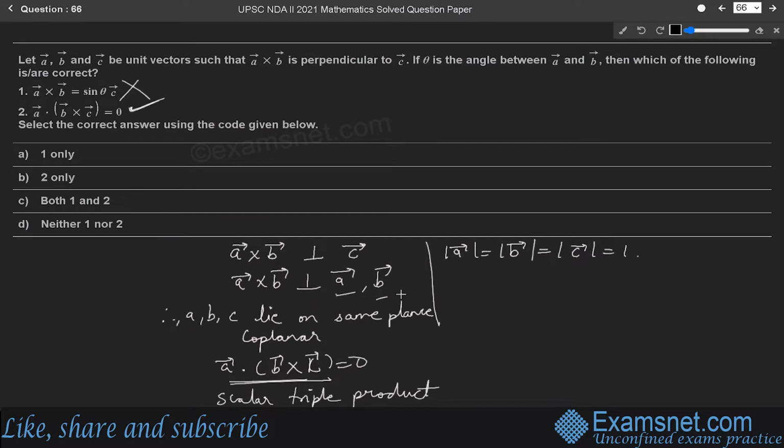So the only statement which is correct is the second statement. So the correct option for this question is option B, which is 2 only.